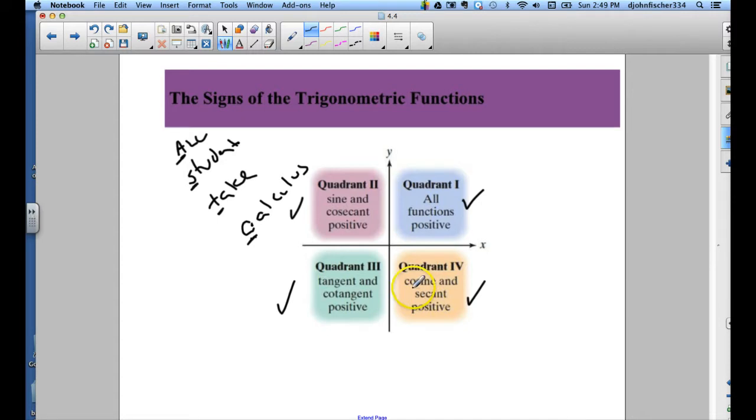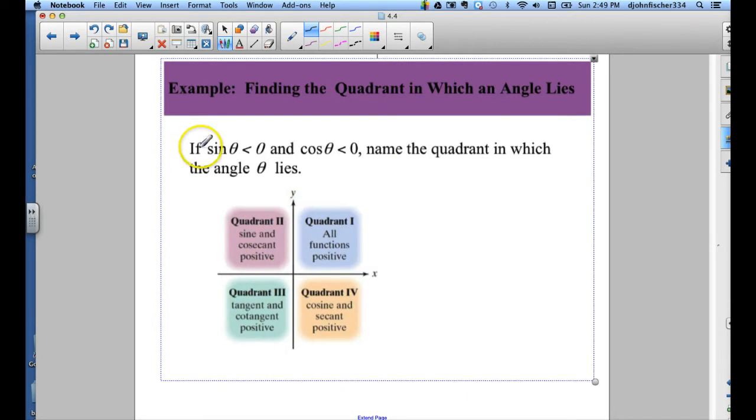So now if we look at this, it says if the sine of theta is negative and cosine of theta is less than 0, name the quadrant in which the angle lies. Sine is positive in quadrant 2, but sine and cosine are both negative in quadrant 3, so it has to be quadrant 3. And we're going to use some of these as we go through.